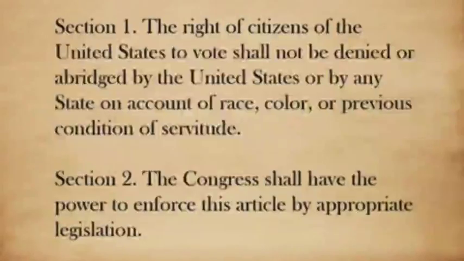And first there were the words. Section 1. The right of the citizens of the United States to vote shall not be denied or abridged by the United States or by any state on account of race, color, or previous condition of servitude. Section 2. The Congress shall have power to enforce this article by appropriate legislation.